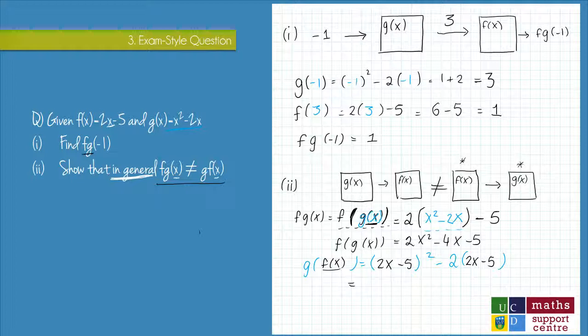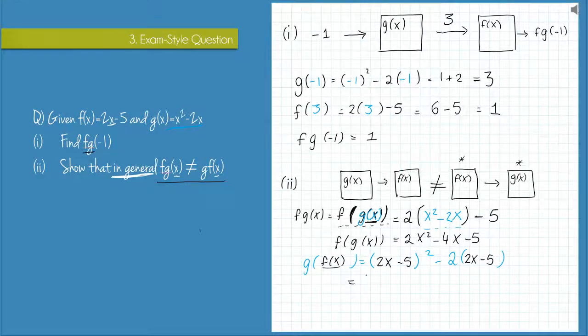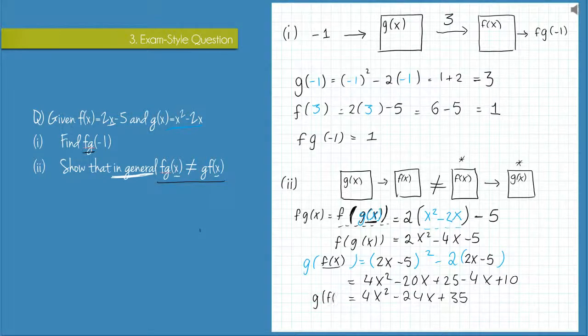Now let's multiply out this expression. So that just multiplies out to be 4x squared minus 20x plus 25 minus 4x plus 10, which is the same as 4x squared minus 24x plus 35. So that is g of f of x. So as you can see, f of g of x is not the same as g of f of x. So the order in which we did things matters.